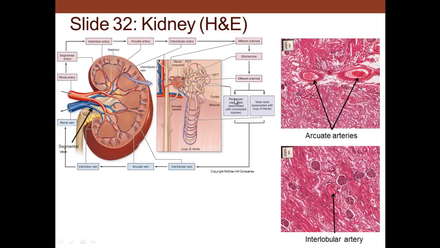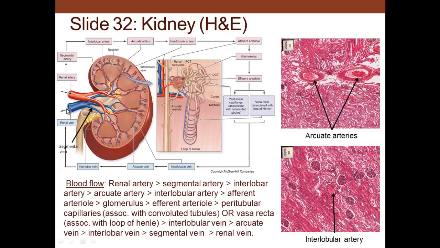down deep, or the peritubular capillaries, which are located around the nephron, and then from there it goes back through the vein, which is the interlobular vein, the arcuate vein, the interlobar vein, and then the segmental vein, and then ultimately to the renal vein.